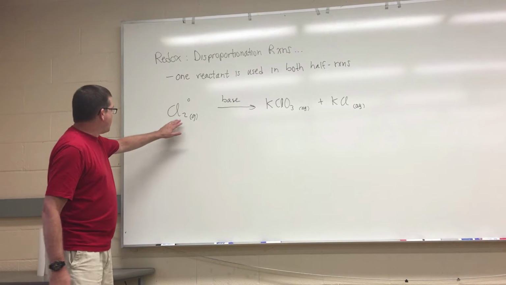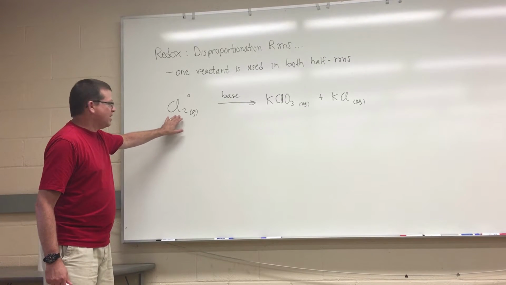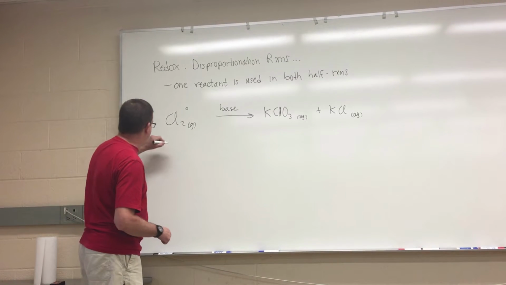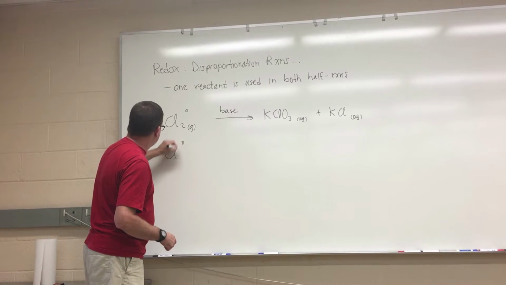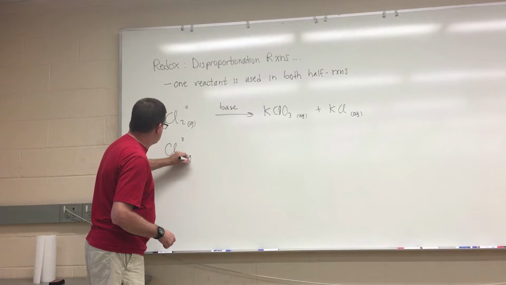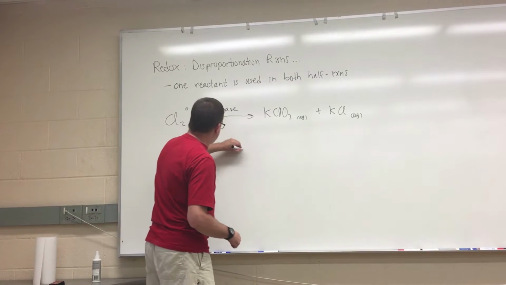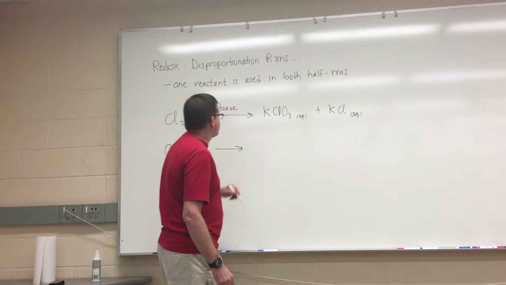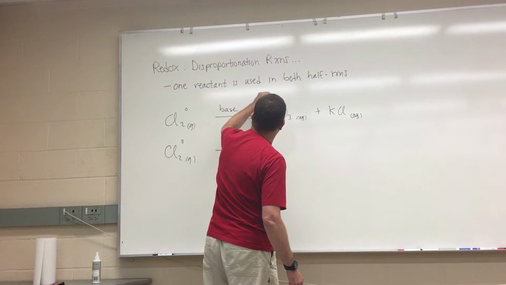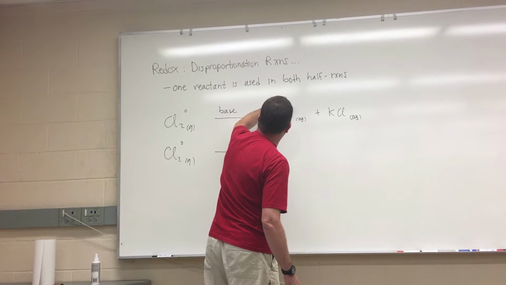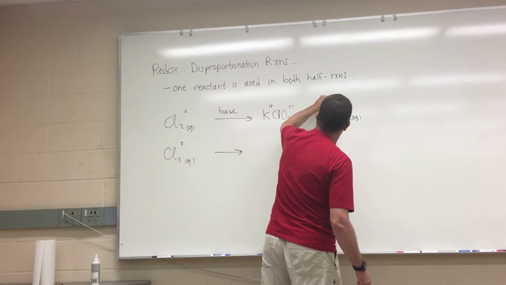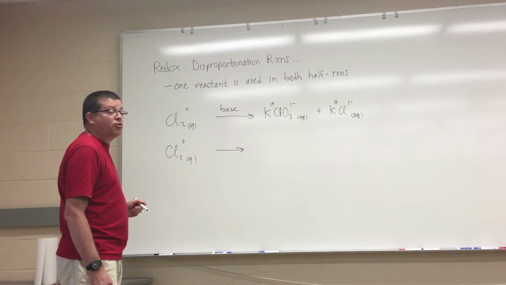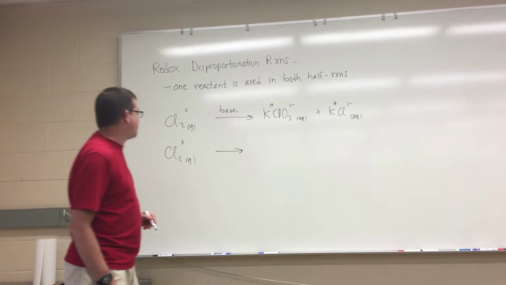So here, I've got chlorine gas. That's molecular, so I can't pull it apart. I'm going to leave it as chlorine gas. Now I'm going to break these two things, which are salts, apart. So I have potassium ion here, chlorate ion here, potassium ion here, and chloride ion there.